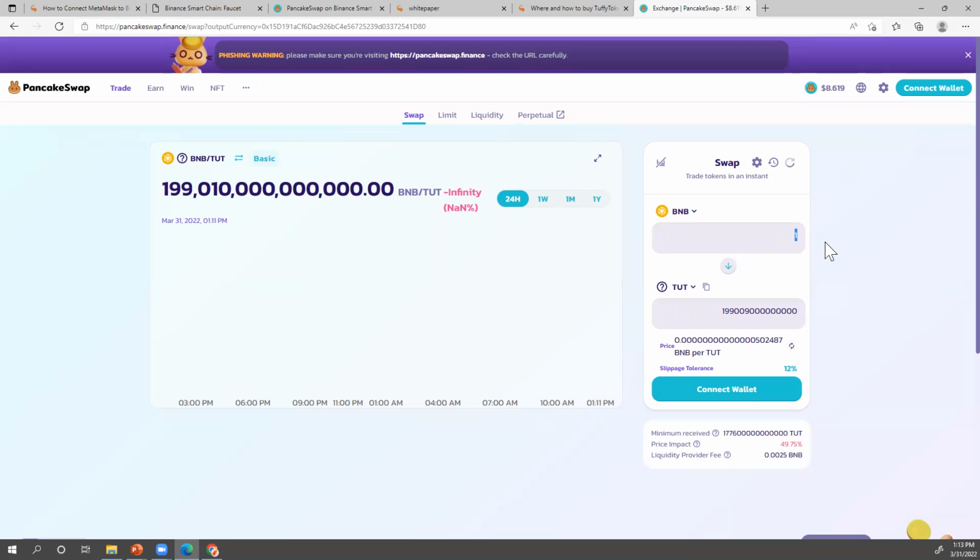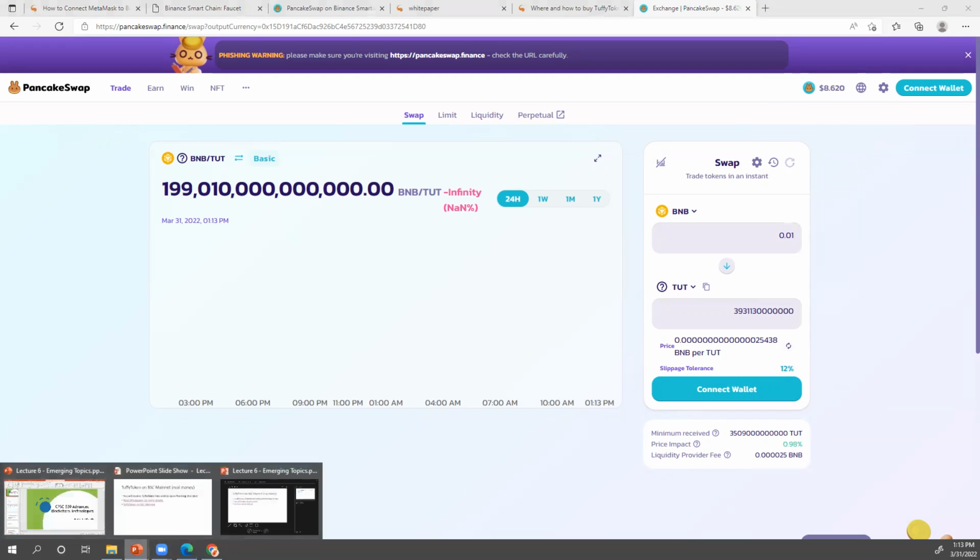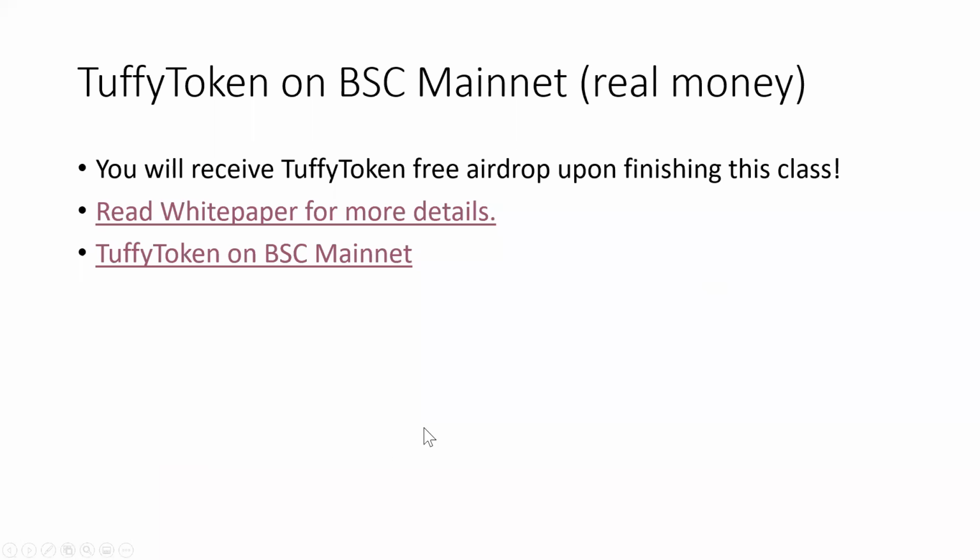So for example, you can buy with 0.1 BNB. 0.1 BNB is about $40 or something, or you can trade even less. So this one will go through. It will give you a small amount, about $4 or something for the BNB. If you want to do it like this one, I don't think it will go through. So basically, you can try from 0.01, so about $4 or something for the trading. So this is the Taffy token on the Binance chain mainnet.